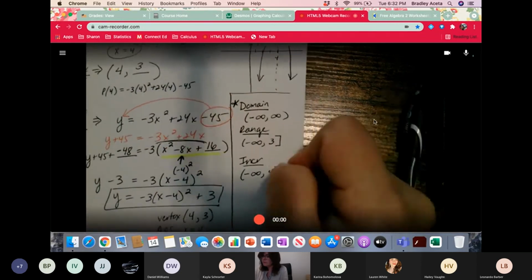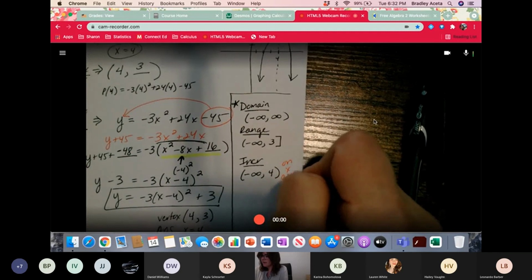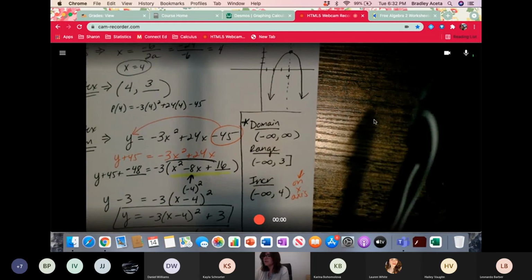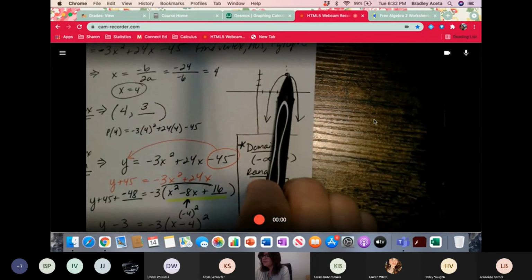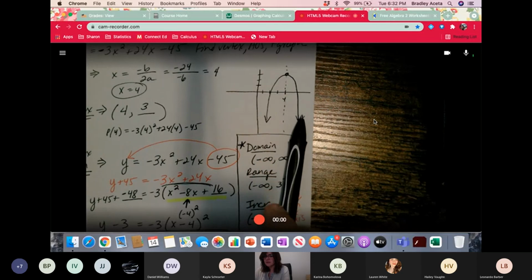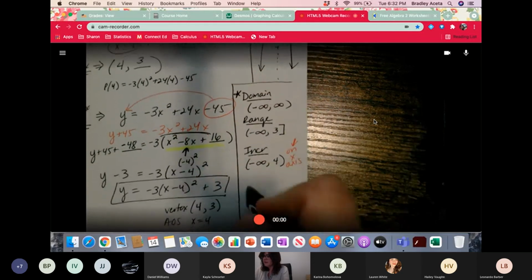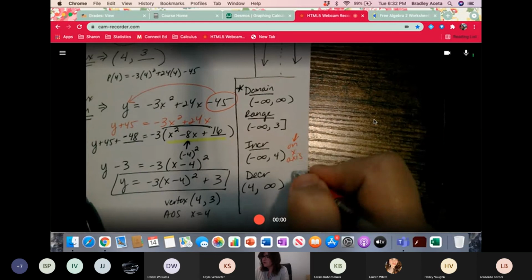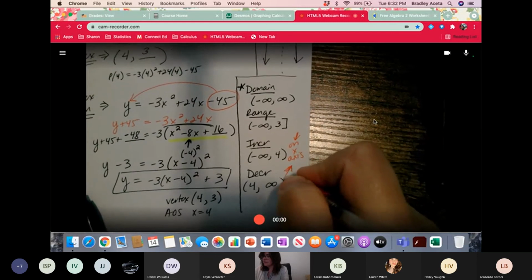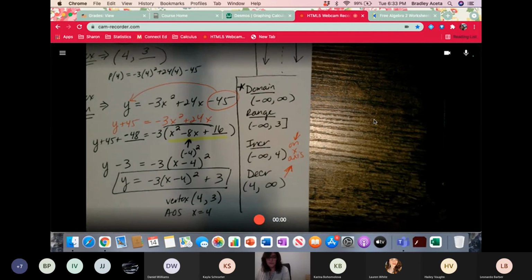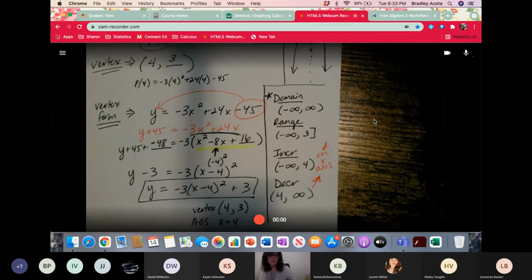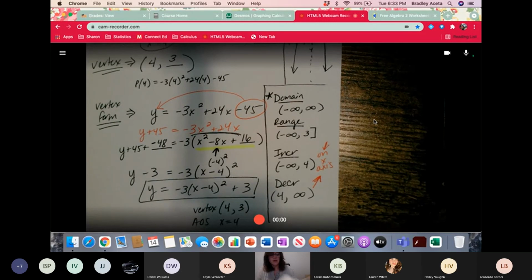Make a little note on the x-axis. You always are looking at the x-axis for increasing and for decreasing. From here, it starts to decrease. So it's decreasing from 4 to positive infinity. These both are on the x-axis. Okay? You could be asked questions like this. So that's all about vertex forms of quadratics.